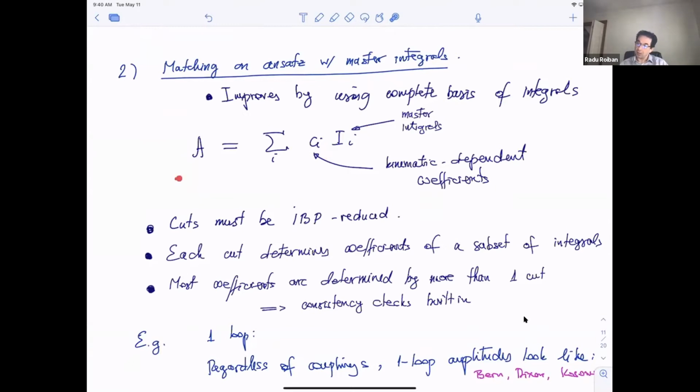Then the ansatz looks like this. These coefficients Ci that are to be determined depend only on external kinematics, that is P1, P2, and masses. To construct them, one just takes each cut, reduces that to master integrals, and then compares that with the cuts of this ansatz, and then one simply reads off the coefficients. A good thing is that there are consistency checks built in.